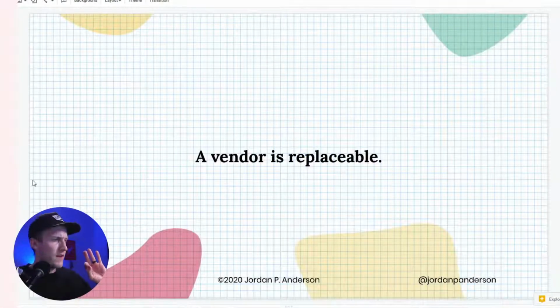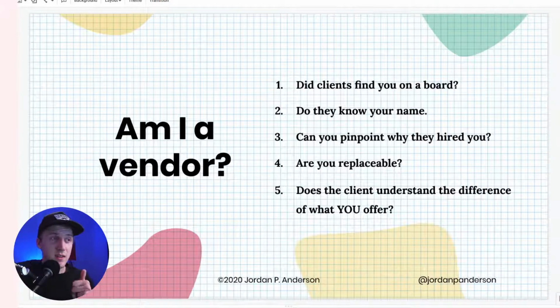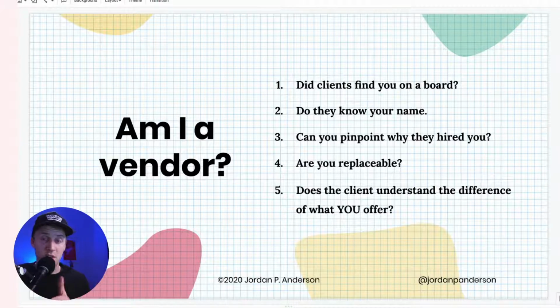So if a vendor is replaceable, now I need to ask these questions to you, because maybe you are a vendor and you don't know it. Maybe you're the ugly friend in your group of friends and they haven't told you yet. So let me fill you in. Number one, did clients find you on a board? Did they find you on Craigslist? Did they find you on some jobs board? Did they find you on Wedding Wire, The Knot? Were you the first name to pop up on Google?